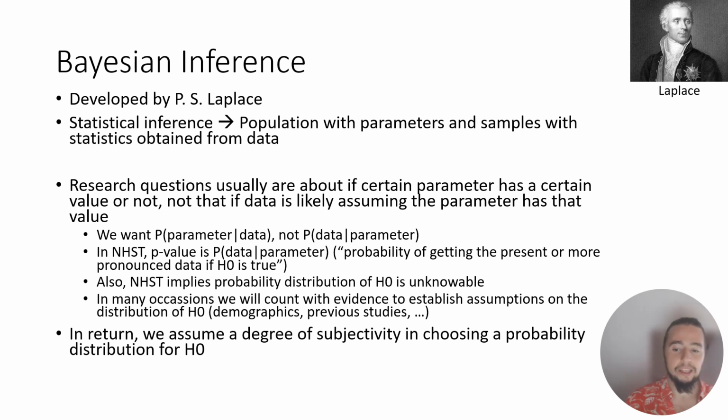In NHST, the main problem that Bayesians argue is that the p-value is this inverse probability. It's not getting to the point. We want to know the probability of the parameter given the data, not the probability of the data given the parameter. In addition, NHST implies the probability distribution of H0 is unknowable. On many occasions, actually, we can establish an informed assumption of the distribution of H0, for example, with demographics, previous studies, literature, etc. So these are the two main advantages of Bayesian inference. However, in return, we must assume a degree of subjectivity in choosing the probability distribution of H0.